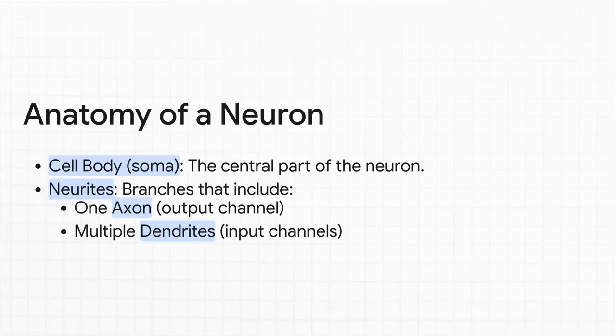So what did it show us? It revealed that neurons have this central part called the cell body or soma, and then all these long, thin tubes branching off, which are called neurites. And we quickly learned these neurites have specific jobs. The axon is the output channel, sending signals away, while the dendrites are the input channels for receiving signals.